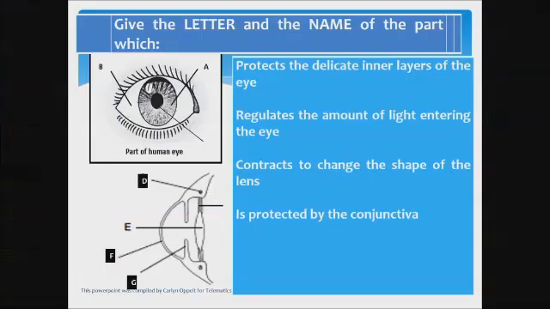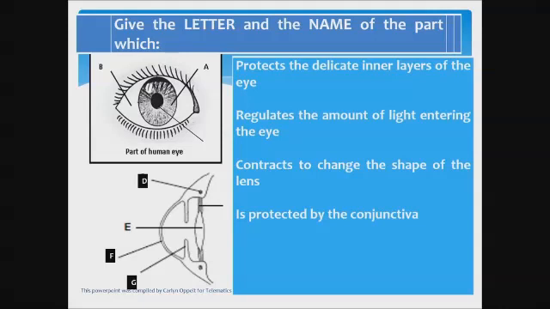And then the letter. Now that we know it's the iris, you see, you need to know the parts of the eye. So you have your iris, and the iris is labelled A. So it's A and iris. You see, 2 marks, 2 answers are required, so you need to do that. And then the letter and the name of the part that contracts to change the shape of the lens. And there we have it.